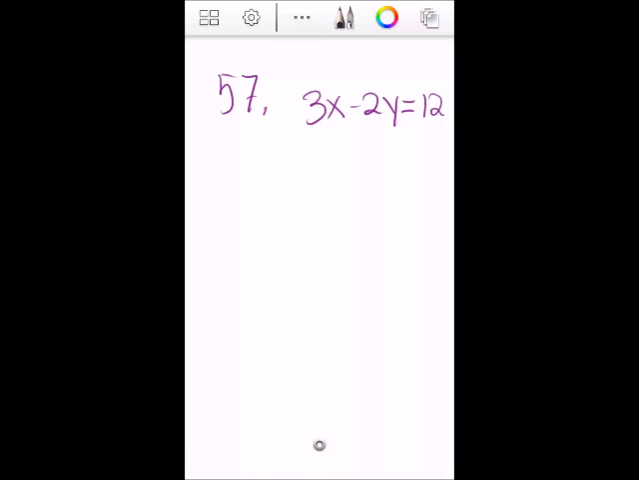Alright, 57. It says, what is the slope of a line parallel to the line given by the equation below? Remember, parallel lines have the same slopes. If the slope of one is m, then the other one has the same slope m. Well, this equation here, 3x minus 2y equals 12, I don't know what the slope is, because it's not in slope-intercept form, which is easy to fix.